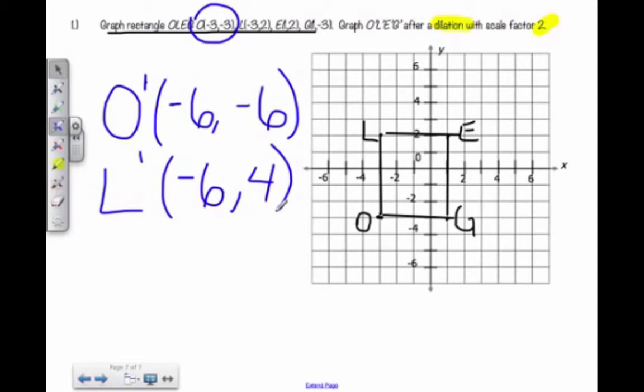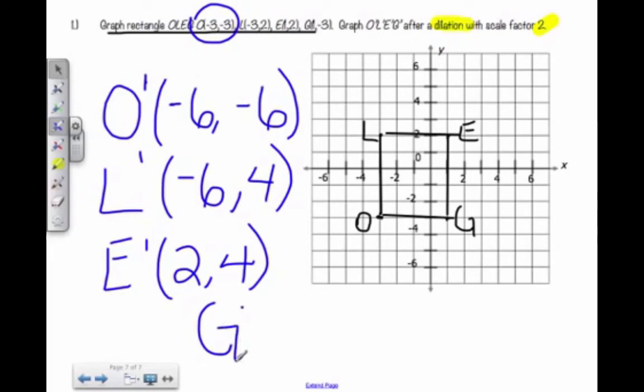Okay, so E prime would be 2, 4, because I'm just going to multiply each one of these numbers by 2, and then G prime would become 2, -6. All right, all I have to do now is graph out my new rectangle.